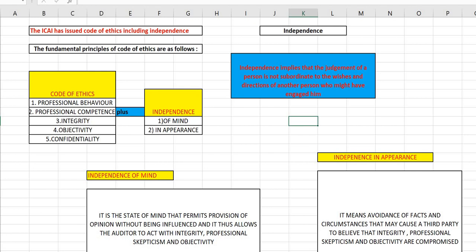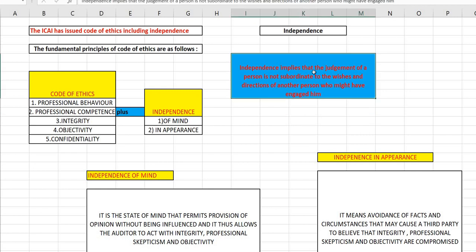Who is another person here? It is the client. Another person means the client who might have engaged him, who might have offered him some money, engaged him with the engagement letter. So basically, independence implies the judgment of a person is not subordinate to the wishes and directions of another person who might have engaged him, who might have employed him to do the task.